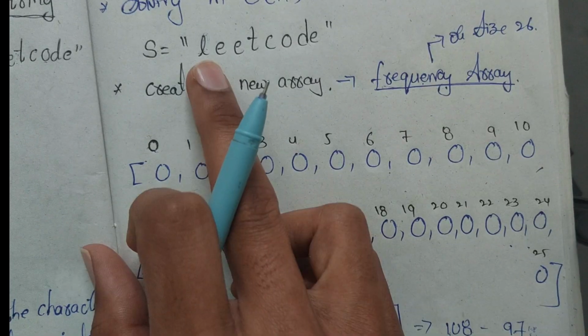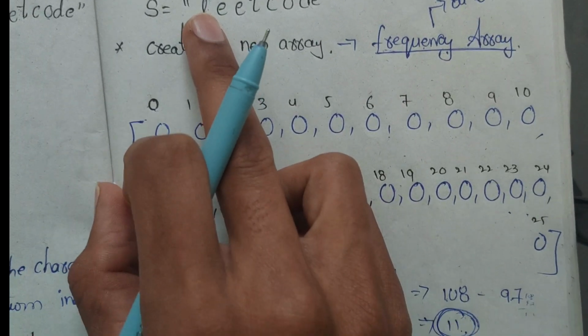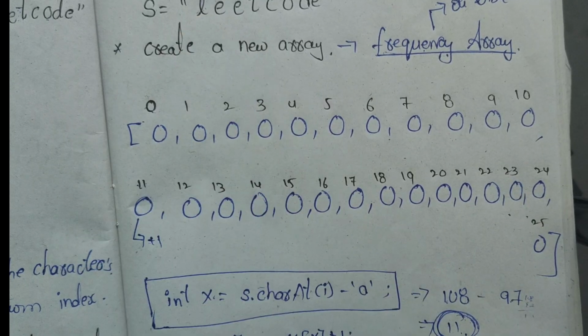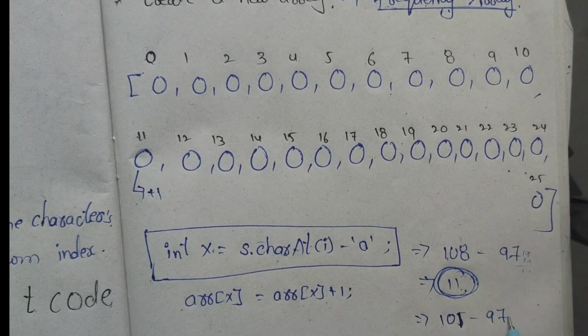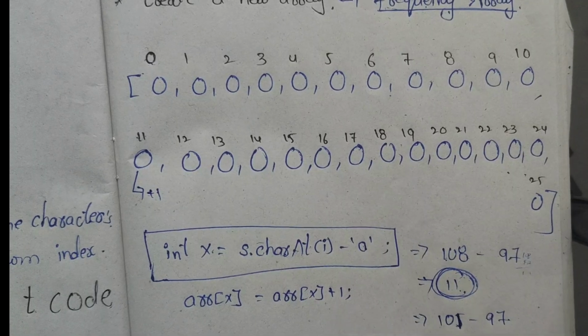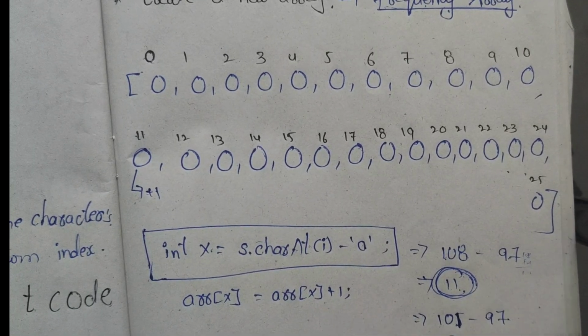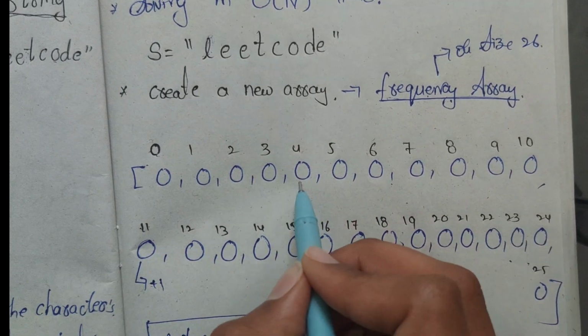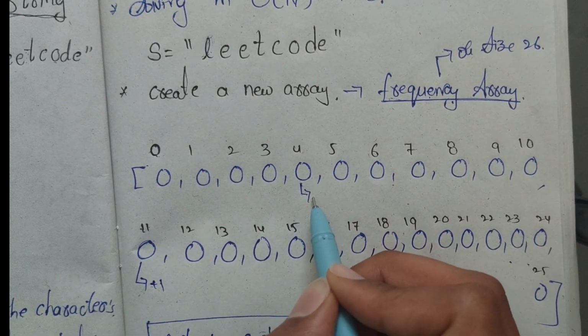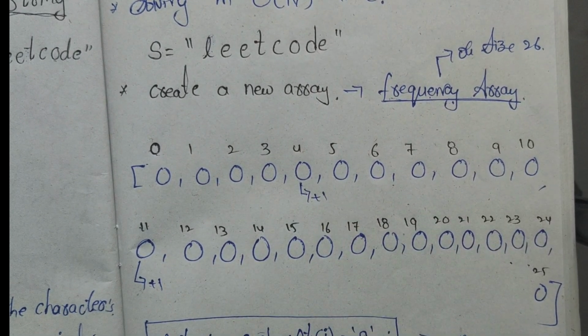Okay. Similarly, the next character is E. So I am going to do the same process for E also. The ASCII value of E is 101. So if you subtract 97 from 101, then you will get 4. At index position 4, we have to increment its count by 1. So 4 is this only, right? Yeah. So at this position, we have to increment the count by 1. So I am incrementing the count by 1.